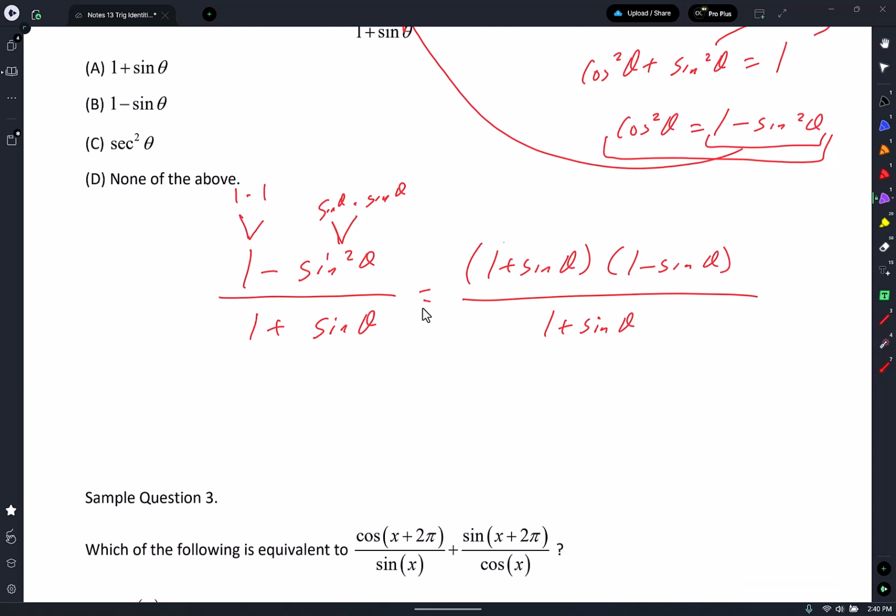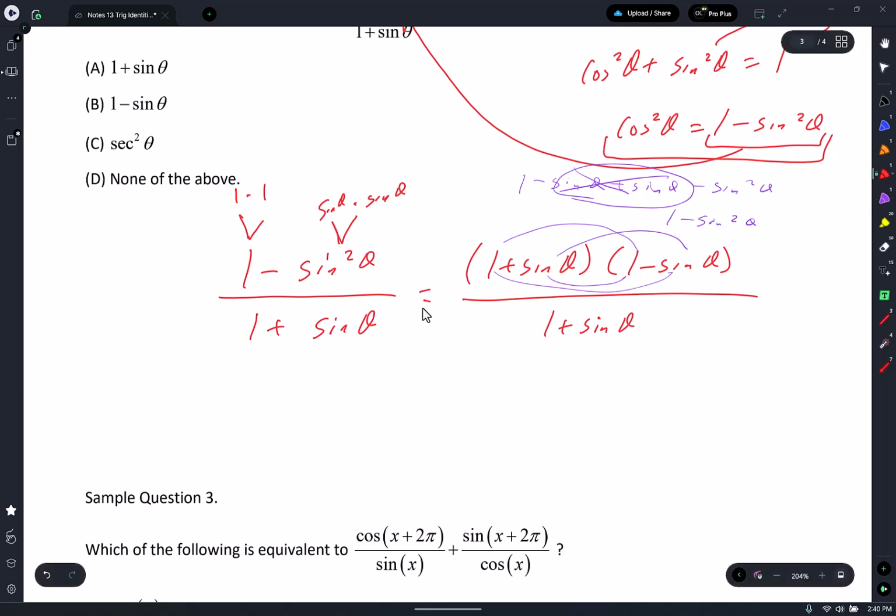Look, don't write this down, just listen. 1 times 1, that's 1. 1 times negative sine, that's negative sine theta. Sine theta times 1, that's a plus sine theta. And then positive sine theta times the negative sine theta, that's a minus sine squared theta. These middle terms just zero out. 1 minus sine squared theta. See? So there it is.